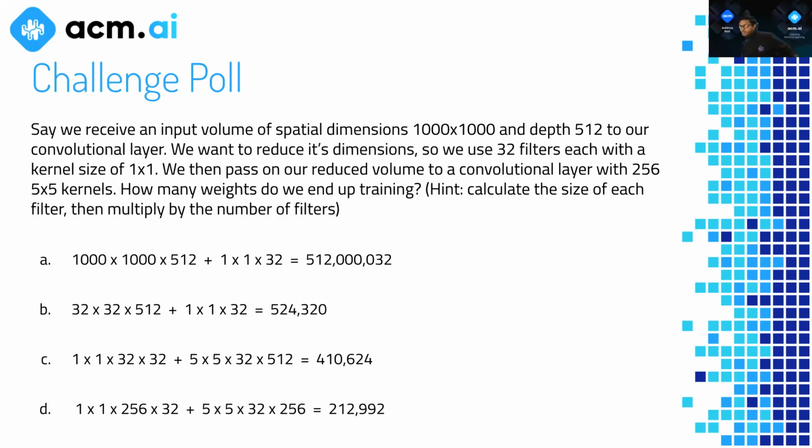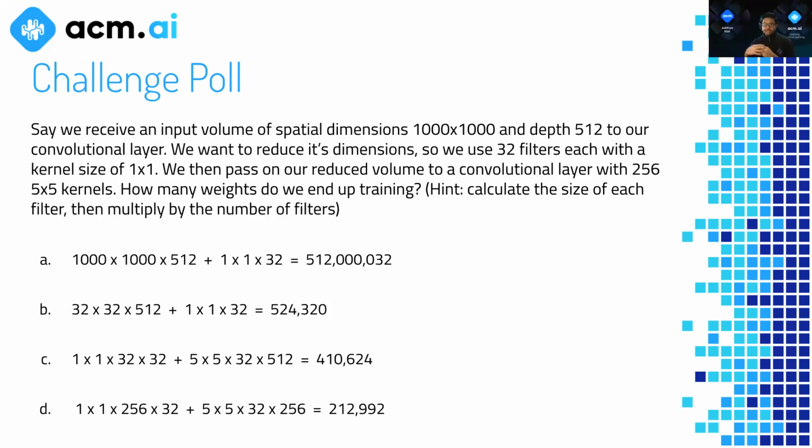We receive an input volume first off, with spatial dimensions of 1,000 by 1,000, and depth of 512. So we want to reduce its dimensions. So we use 32 filters, each with the kernel size of 1 by 1. So that's our first clue. Our kernel size is 1 by 1. That's like our first clue.